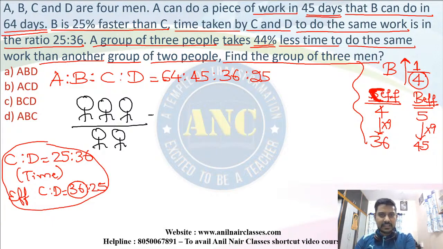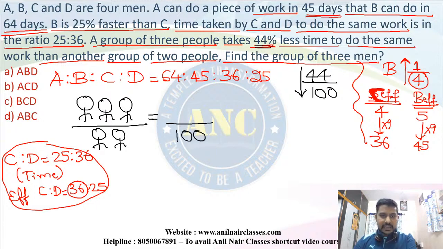That means this ratio, it is clearly given that 44% less. 44% is 44/100 less. That means if the 2 people group is taking 100 days to complete the task, then the 3 people group will take 44 days lesser than 100 days. That means they will take only 56 days to complete the task. So this is nothing but 14 is 56, 4 into 25 is 100.